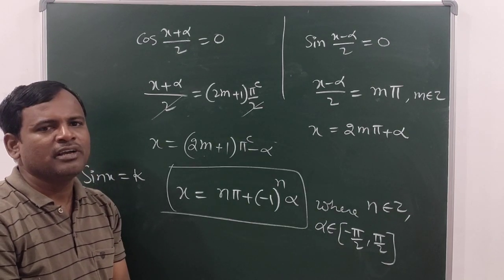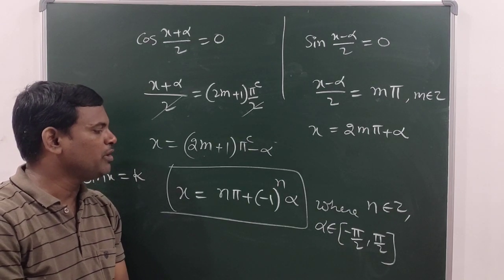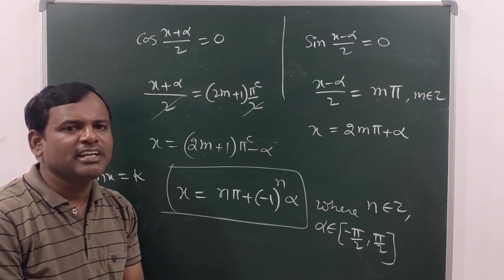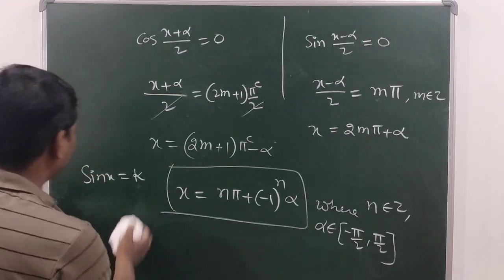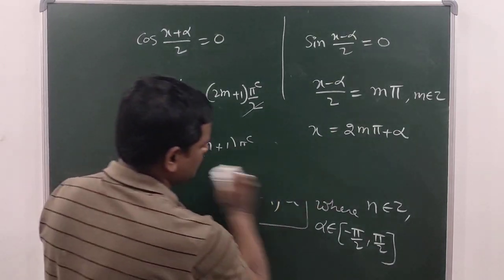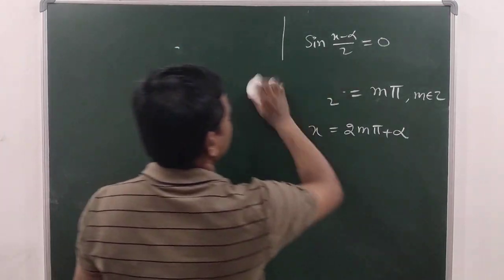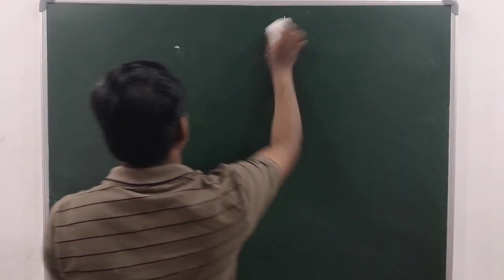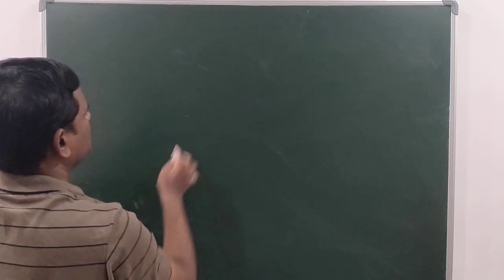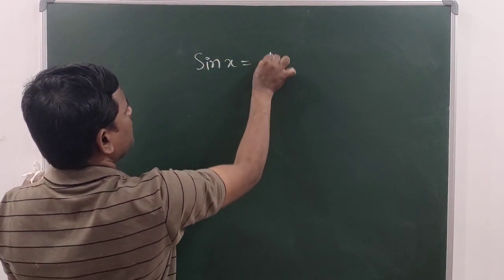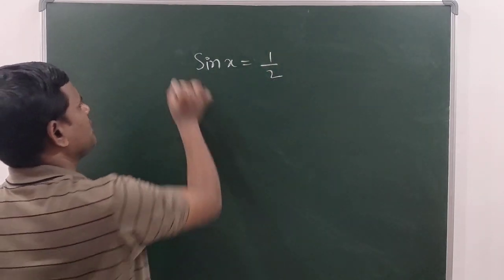Remember this formula: n pi plus minus 1 whole power n into alpha is the general solution of sin x equal to k. Now let us see one problem. Sin x equal to 1 by 2 is given, suppose. Now solve it.